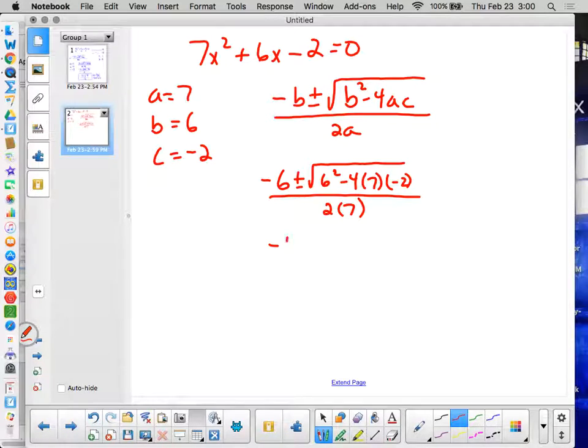Then we simplify. Negative 6 plus or minus the square root of 36. Now, negative 4 times 7 times negative 2, I've got a negative times a negative, so it's going to be a plus. And 4 times 7 is 28, times 2 is 56, all over 14. 36 plus 56 is 92.